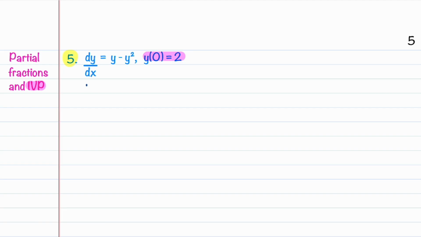Our first step is to separate our variables. I'm going to take the dy on the left, and I'm going to divide by y minus y squared. So we have 1 over y minus y squared times dy, and that's equal to dx. Now we can go ahead and integrate. Here's where our partial fractions are going to come in.